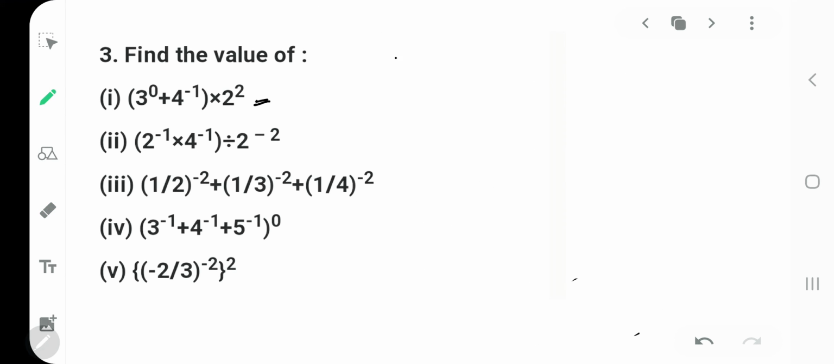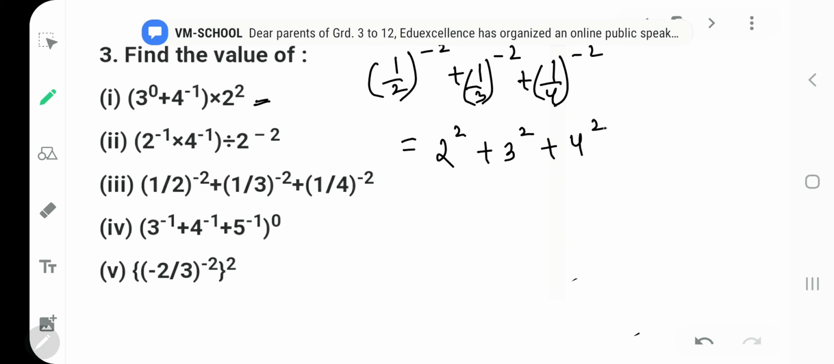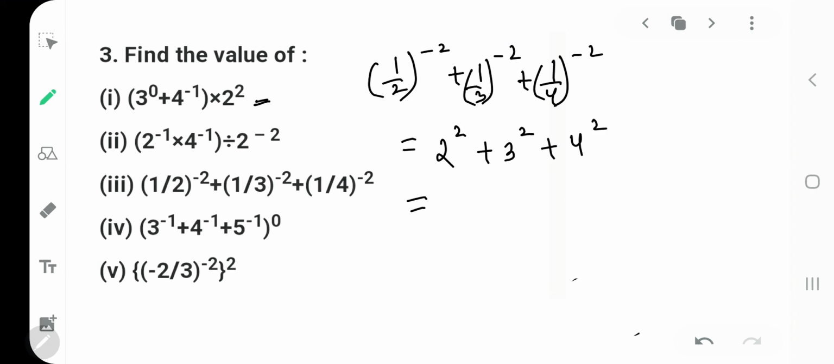And your third is 1 upon 2 raised to minus 2 plus 1 upon 3 raised to minus 2 plus 1 upon 4 raised to minus 2. Now all your exponents are negative. To convert them into positive, I'll take them up. So it will be something like this. And once you have this, you have to just open up and write the answer. Clear with this?